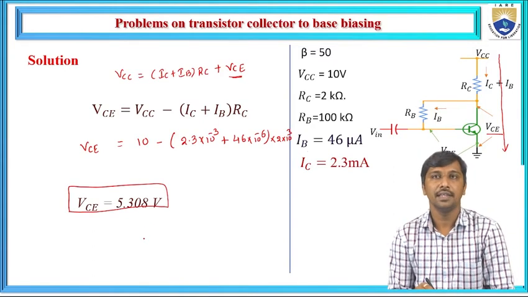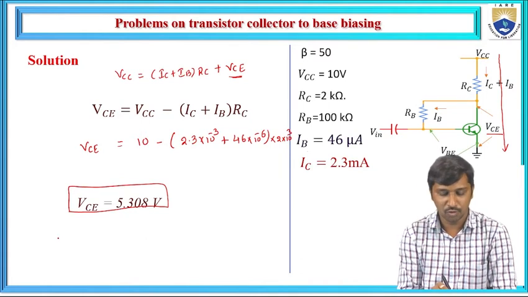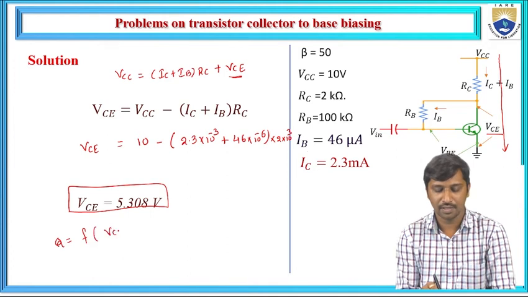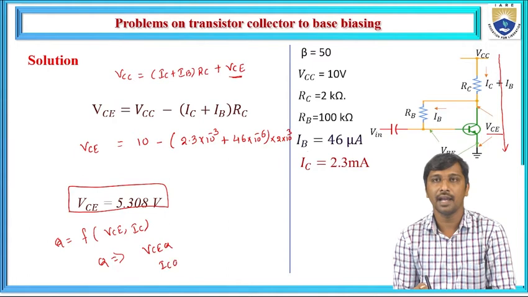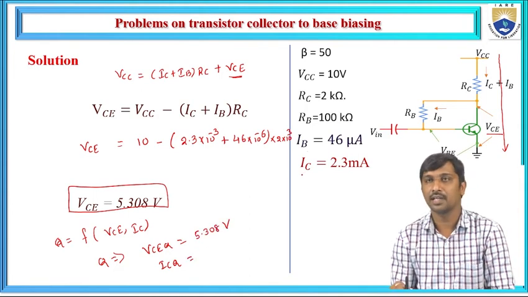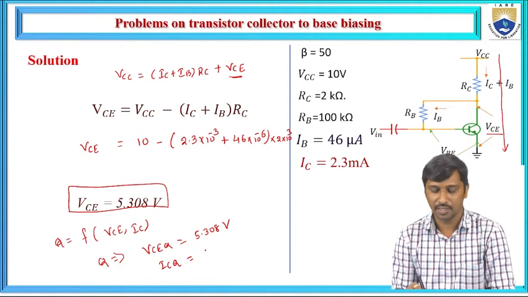Now we need to define the operating point, that is the Q point. The Q point is a function of VCE and IC. So the Q point values are VCEQ and ICQ. The VCE value is 5.308, hence VCEQ becomes 5.308 volts, and ICQ, the collector current, is 2.3 milliamps.